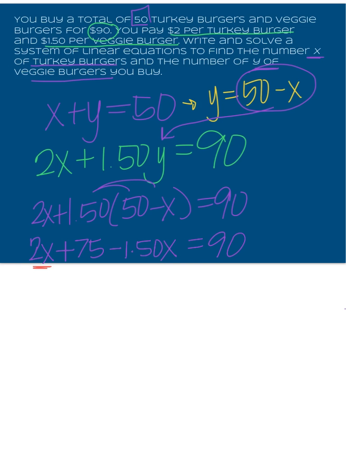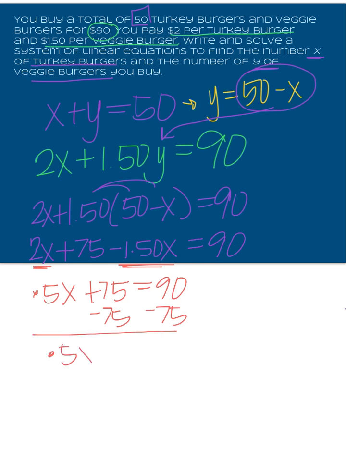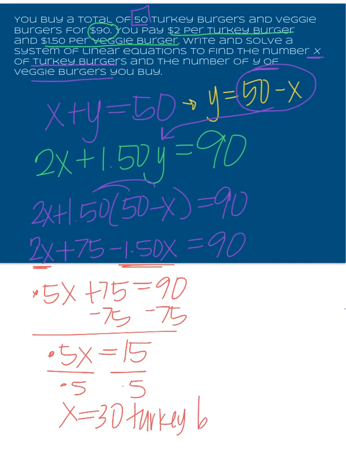I'm just going to change colors so it's easier for you to see. So I get 0.5x plus 75 equals 90. Subtract 75. I get 0.5x equals 15. Divide by 0.5. So x equals 30. So 30 represents turkey, so there are 30 turkey burgers.